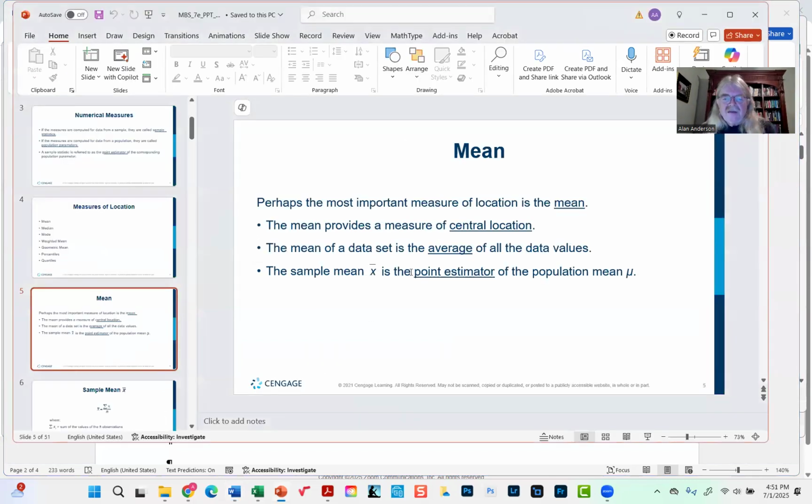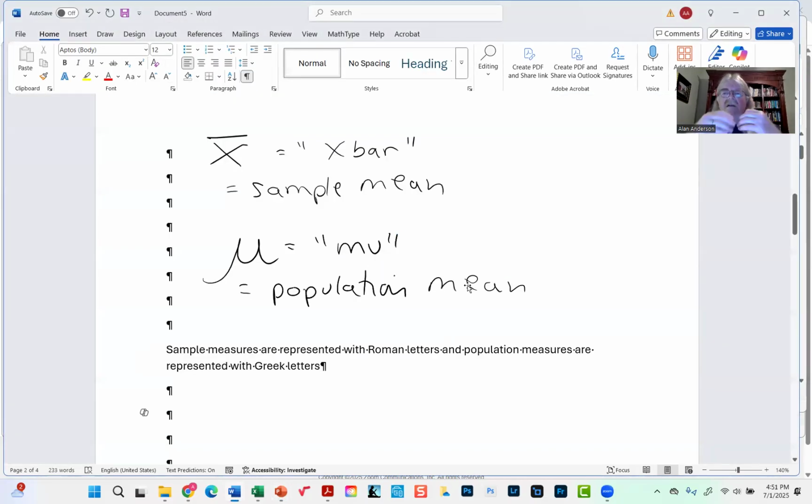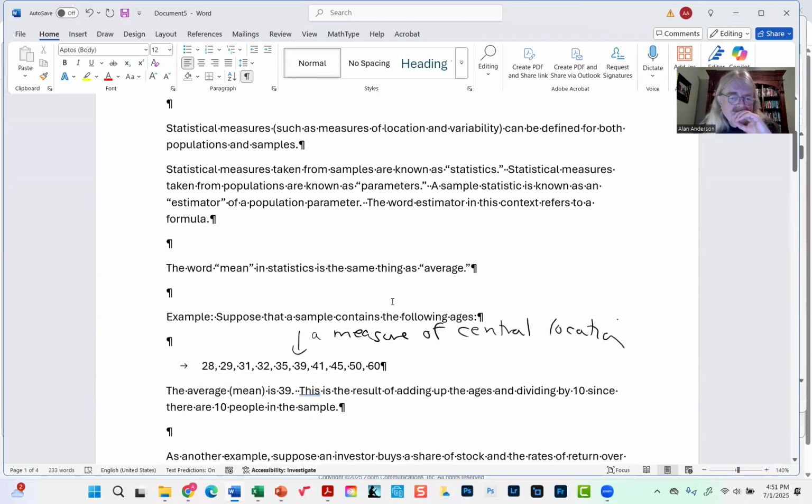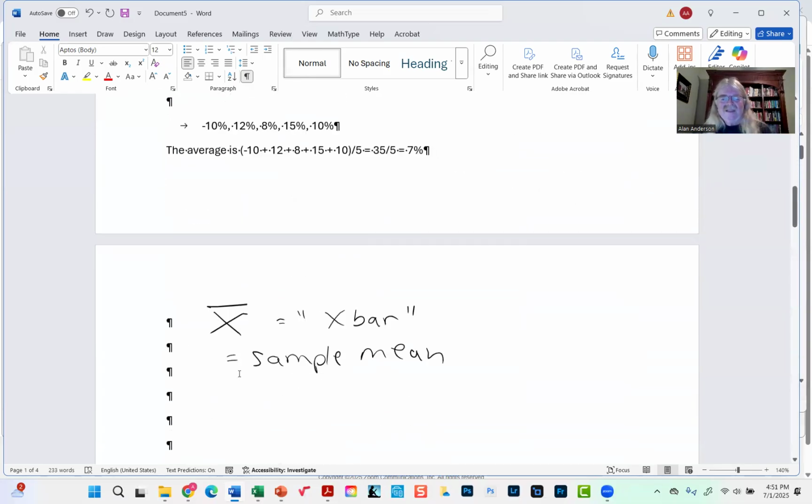And they're mentioning here that X bar is therefore a point estimator of mu, meaning we're using it as an estimate of what's actually happening in the entire population. Like up here, for example, if these people were randomly chosen from a mall, let's say in Westchester, possibly this was meant to be a study on the average age of the people who live in Westchester. It's a sample. The average is 39, so we're going to use that and conclude that the average age in the entire county is probably right around 39. Okay.